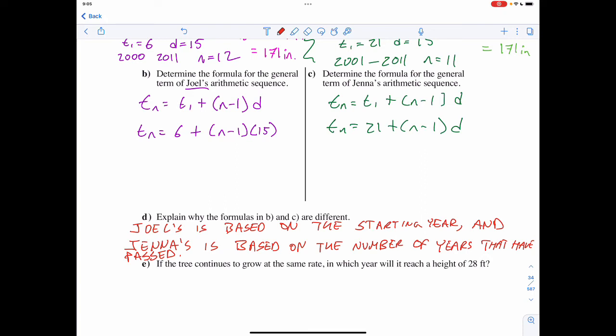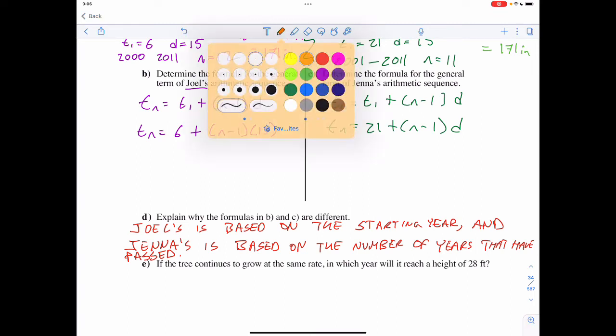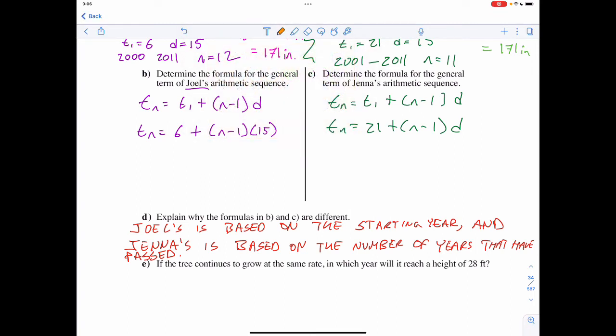Now, we need to remember that if Tn is always representing the number of changes, then if I went from 2000 to 2011, there were 11 changes, which means that my n value is going to be 11. If I'm doing it year to year, I do need to calculate the first year like Joel had, and I would include that first year as not year 0, it'd be year 1. So it's going to have a difference of 1 in terms of the term numbers.